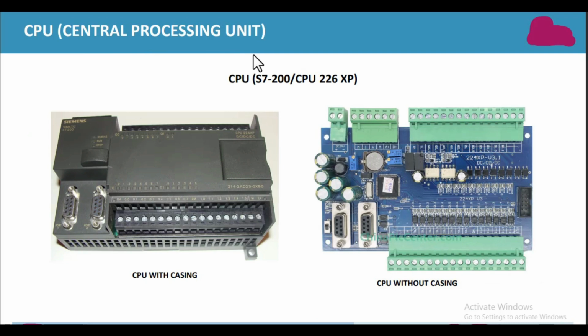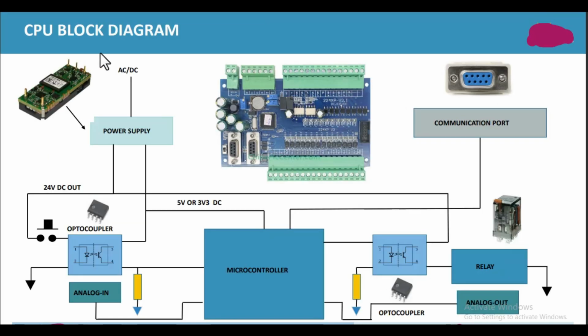CPU, central processing unit. This is the PLC with casing. This is the PLC without casing, and internally we have PLC like this. One is the input side and the other one is the output side, and this is the position to connect the cable RS485.